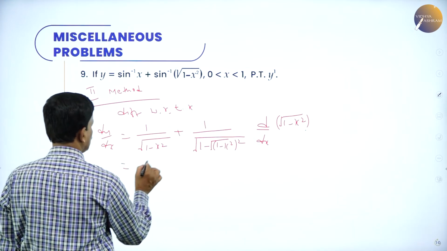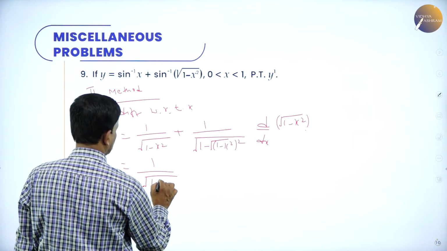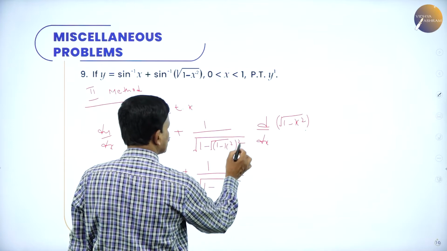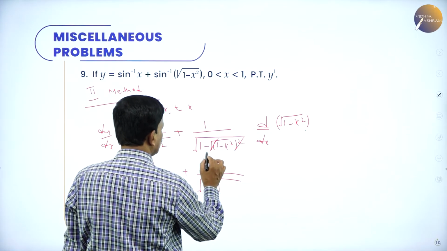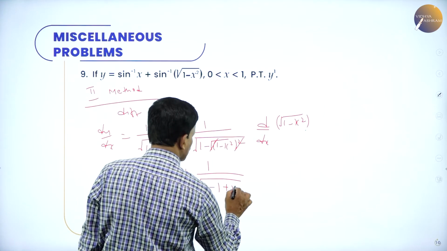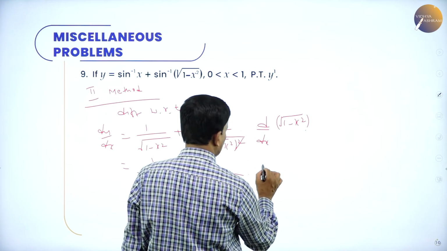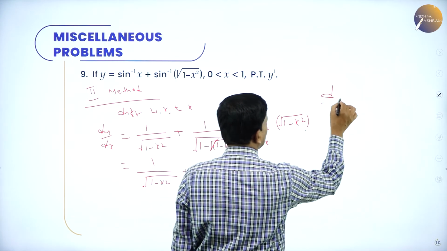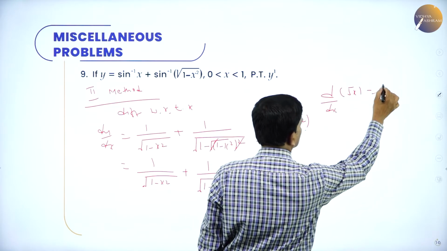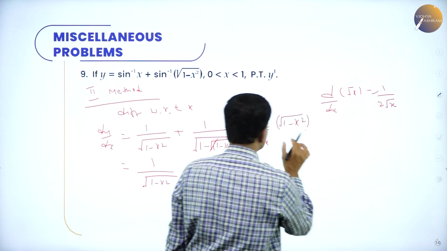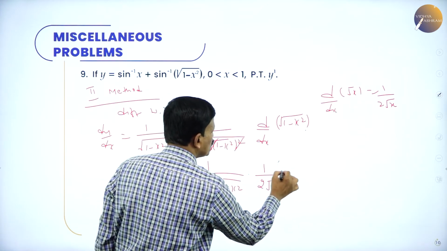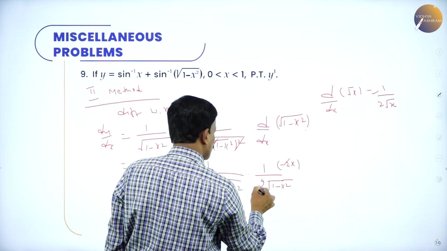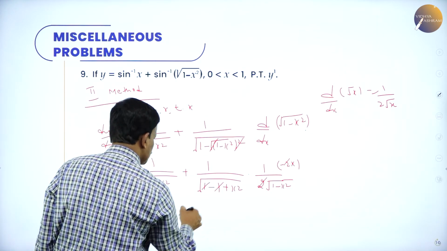Now this can be written as 1 by root of 1 minus x square as it is plus here 1 divided by square root of 1 minus, this square and square root gets cancelled, multiply by negative sign, minus 1 minus into minus plus x square into d by dx of root x is 1 over 2 root x. Differentiation of root x is 1 over 2 root x into d by dx of inside function 1 minus x square is minus 2x. This 2 and 2 gets cancelled. Here minus 1 and plus 1 gets cancelled.